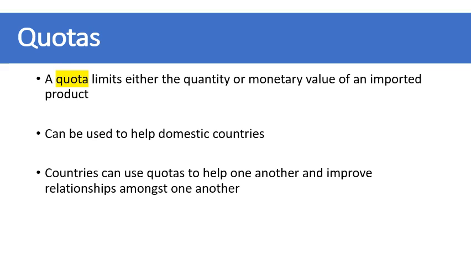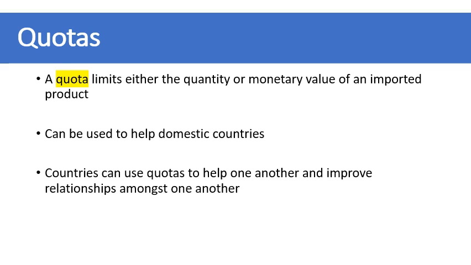Now quotas can be used to help domestic countries. Those are the businesses that are in the country that the items are being imported into. The reason for that is if you limit the amount of imports and there is demand above that quota amount, then the only option is for people to buy from the domestic countries that are producing that item.